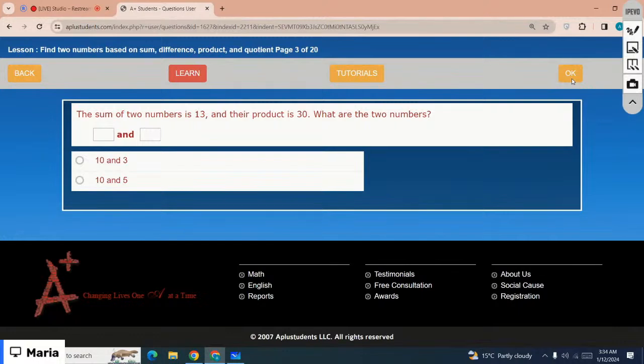The correct option is option number 1, 10 and 3. Because 10 plus 3 makes 13, and when you multiply them, 10 times 3 makes 30. So, option number 1 is the correct option. Got it?